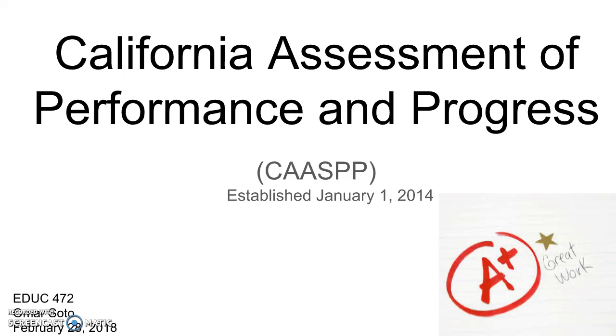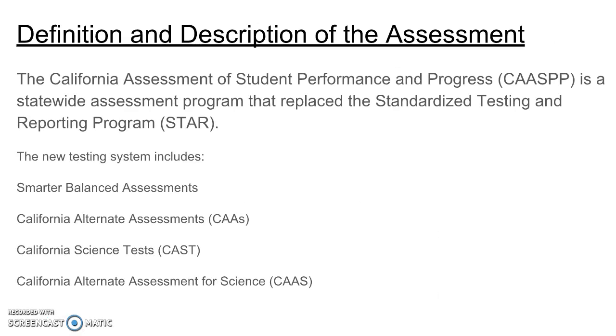California Assessment of Performance and Progress. So the CAASPP, as it's known, is California's new statewide student assessment system, which replaced the Standardized Testing and Reporting Program, formerly known as STAR, in the year 2014. So it's been in existence for a few years now.